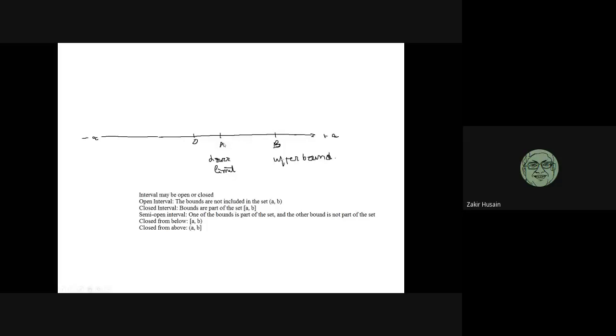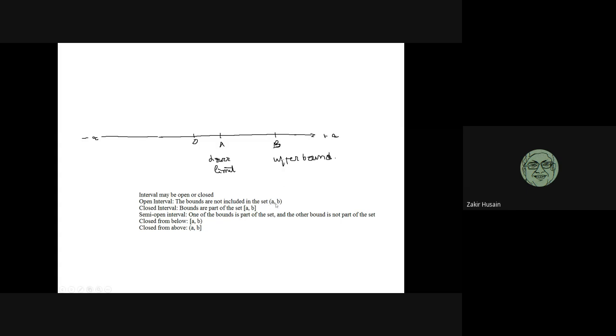Okay, so we can think of a number line, and in this number line, we take two endpoints, A and B. These are called the lower limit, and this is called the upper limit or upper bound. If the set includes the boundaries, that is A and B, it is called a closed interval. And if the boundaries are not included, it is called an open interval.